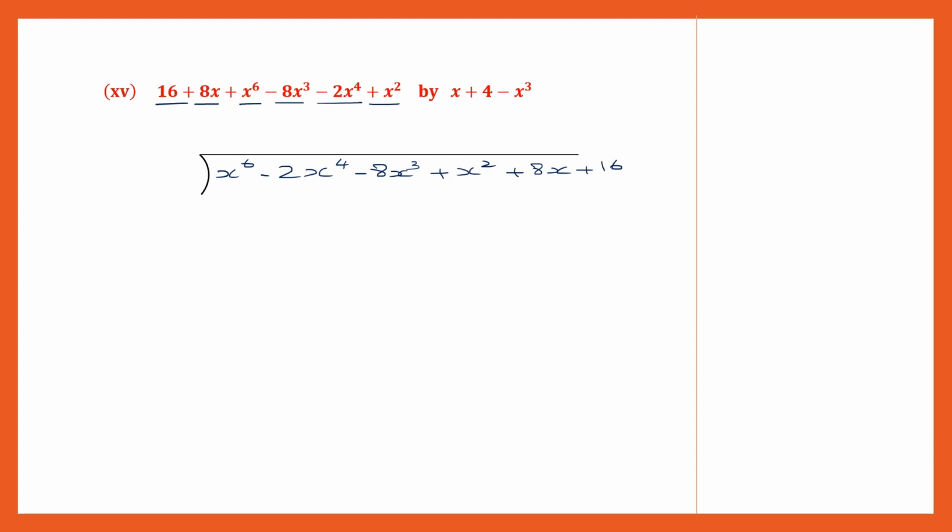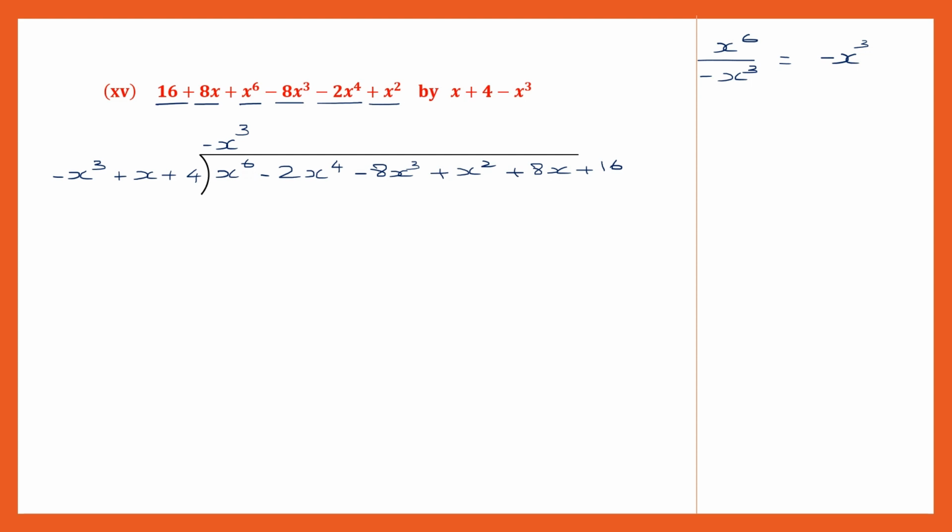Similarly, we have to arrange our divisor also. So here also the order is different. So we'll begin with x to the power of 3. So that is minus x to the power of 3. Then we have plus x plus 4. So now that we have arranged, let's start with our division. So first term here and the first term here we're going to divide. That is x to the power of 6 divided by minus x to the power of 3. Here we have minus, then x to the power of 6 minus 3 is 3. So we have minus x to the power of 3.